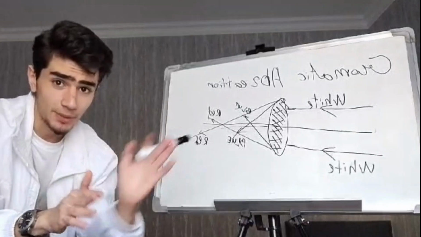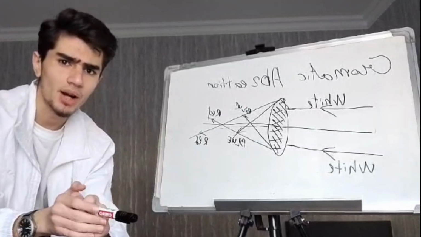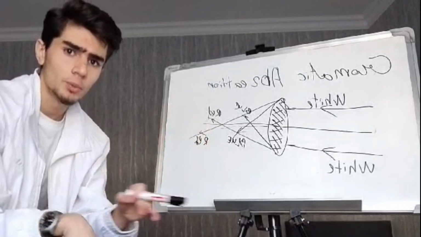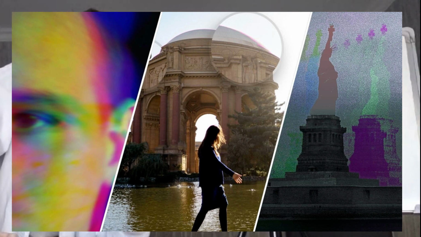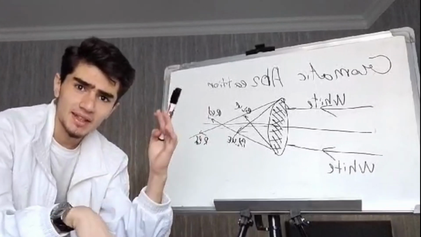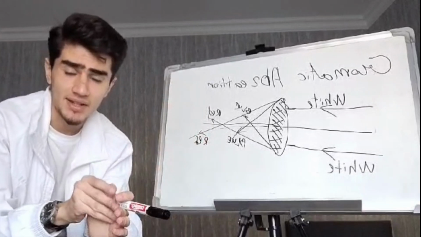Now let's talk about chromatic aberration, which is a totally different problem. This one's all about color. When white light passes through a lens, different colors bend by different amounts because each wavelength has a slightly different refractive index. That means they don't all focus at the same point, and you end up with these weird color fringes around objects, especially in high contrast areas.